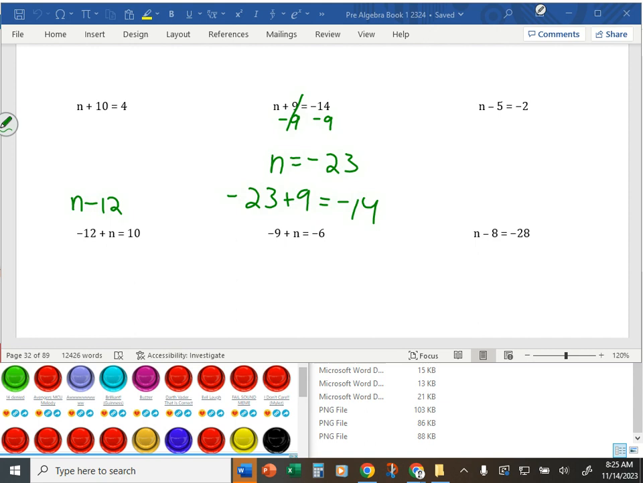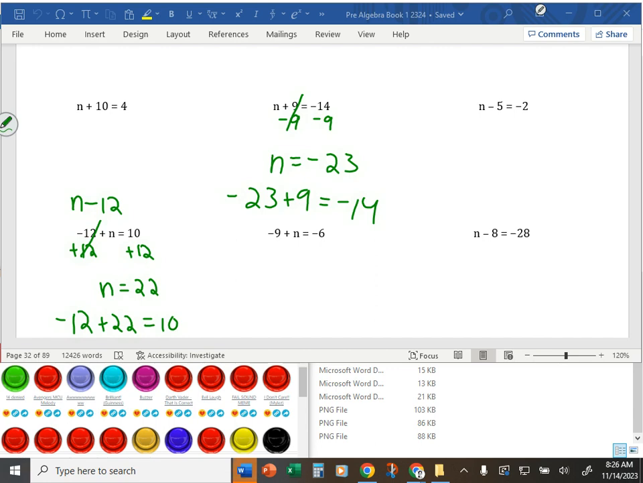Positive 12. So we're going to be adding 12 to both sides here, because negative 12 plus 12 cancels this out, brings us to 0, and then 10 plus 12 equals 22. And if we plug that in and check it, negative 12 plus 22, does that equal 10? The answer is yes, it does.